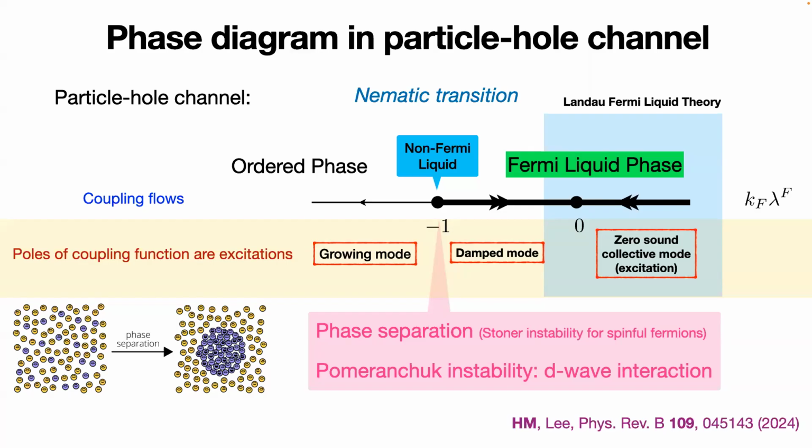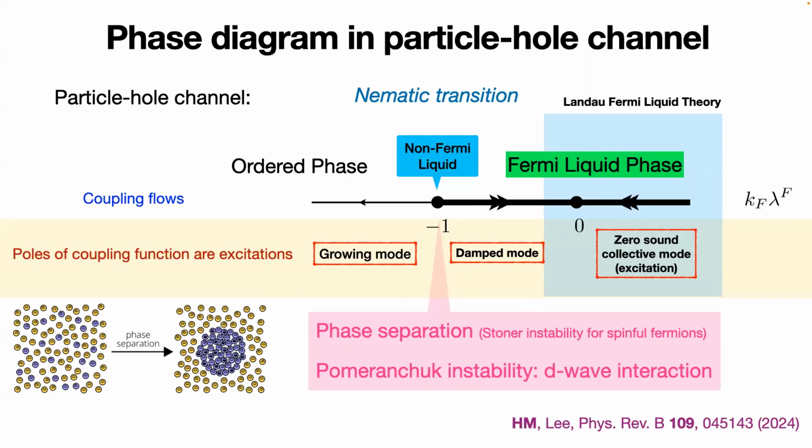And beyond this point, if the interaction is isotropic, doesn't depend on any angle, we will actually get phase separation in the ordered phase. It breaks the spatial symmetry, forming a domain of fermions in real space. But if the interaction has some D-wave form, we have this Pomeranchuk instability and break the spatial rotational symmetry and give the nematic phase. That's the famous nematic transition.